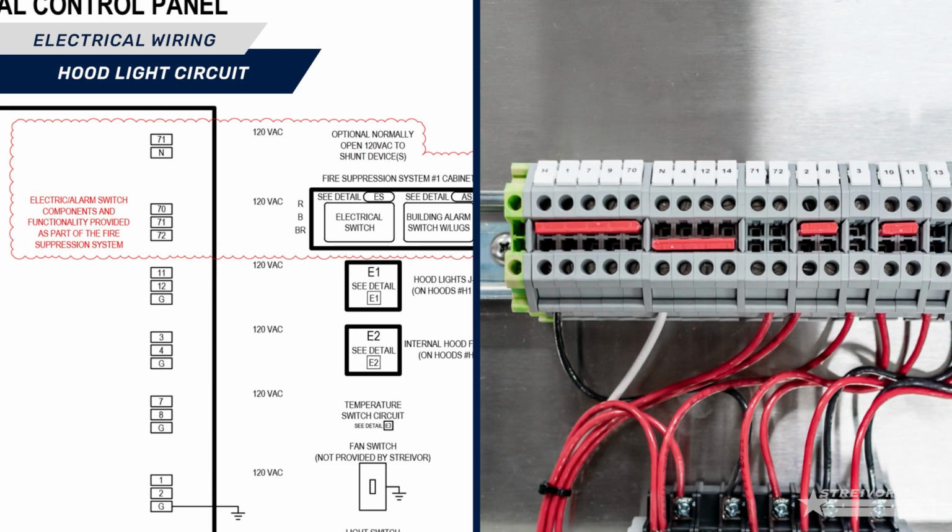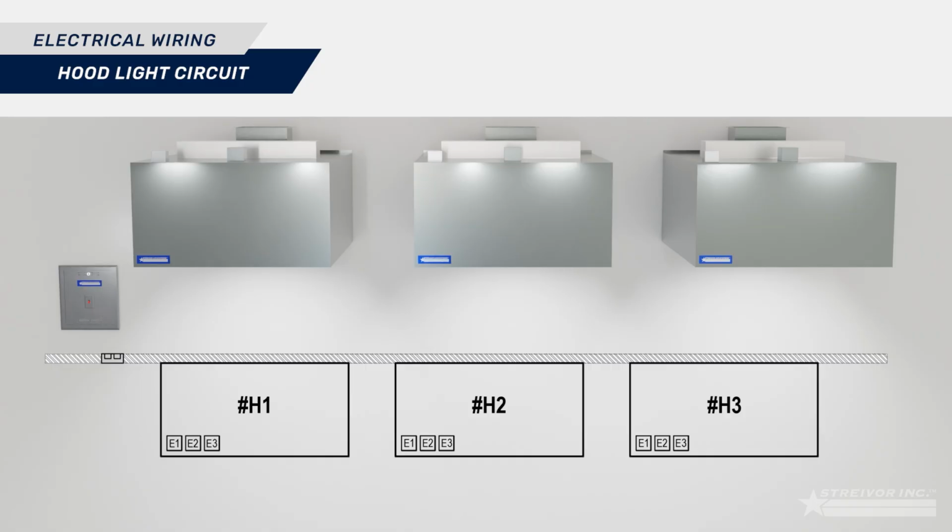To supply power to the hood lights, wire terminal block 11, hot, terminal block 12, neutral, and ground to the corresponding wires in the junction box labeled E1 on the hood. If the light switch is controlling the hood lights on multiple hoods, locate the E1 junction boxes for each additional hood and daisy chain them together.